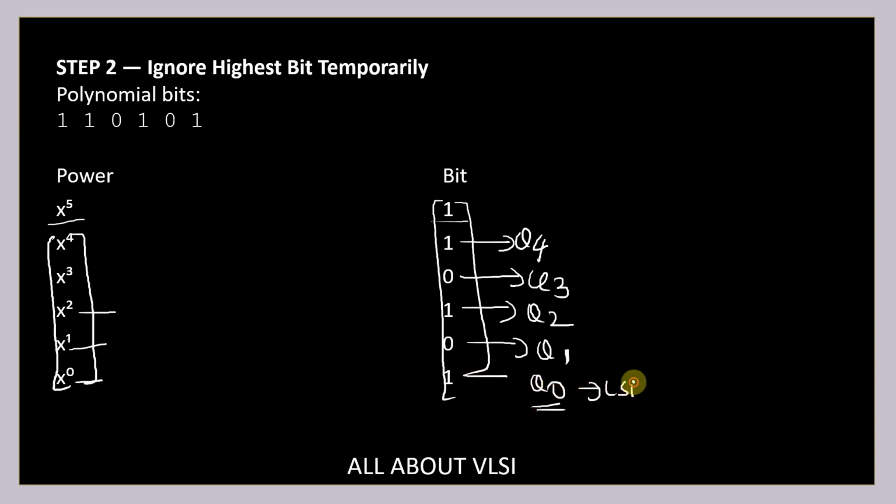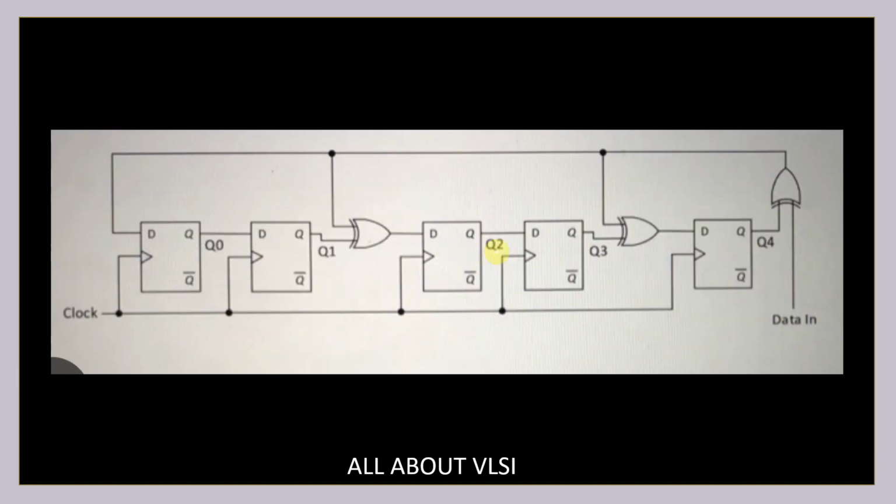So this is my LSB flip-flop, and this is my MSB flip-flop. So total 5 flip-flops. I am not going to consider the x power 5. I'm only going to consider the coefficients from x power 4 to x power 0, where x power 0 is the LSB flip-flop and x power 4 is the MSB flip-flop. So your diagram is going to look like this. Okay, so we have taken 1, this is Q0, Q1, Q2, Q3, Q4.